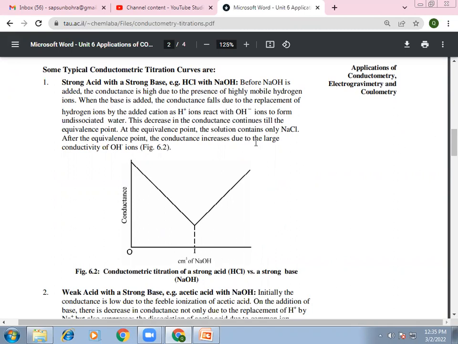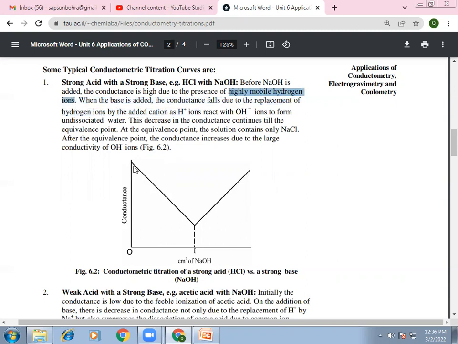the NaOH. Okay. So before NaOH is added, the first point you can see here is that the conductance is high. The dissociation of HCl happens because of the presence of highly mobile hydrogen ions. Okay, so this is your first starting point.